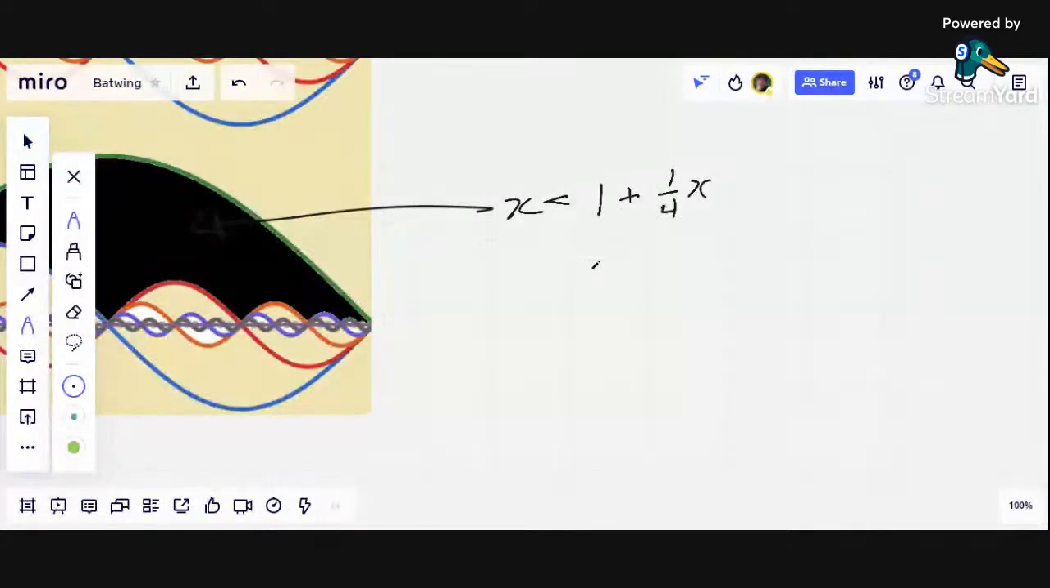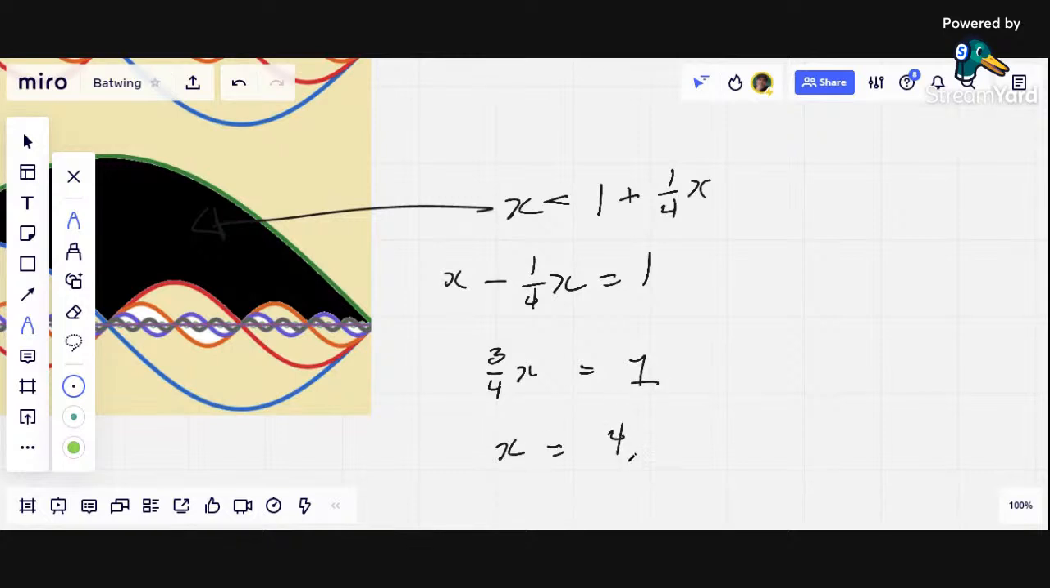Okay, so now we're looking at x. x equals 1 plus 1/4 x. So that means x minus 1/4 x equals 1. So 3/4 of x equals 1. So x equals 4/3. And we are done, to quote our good friend Blackpen Redpen.